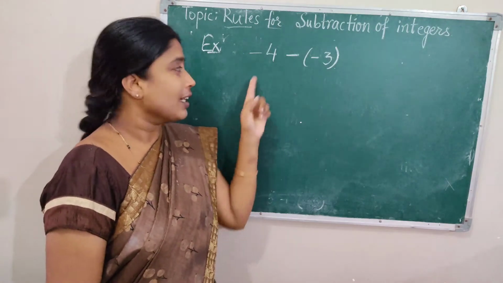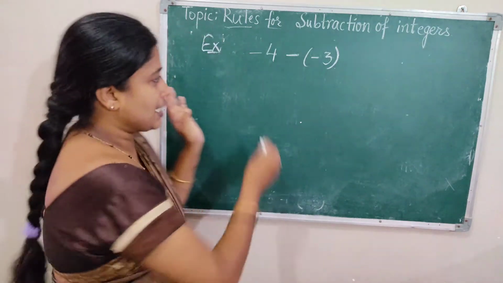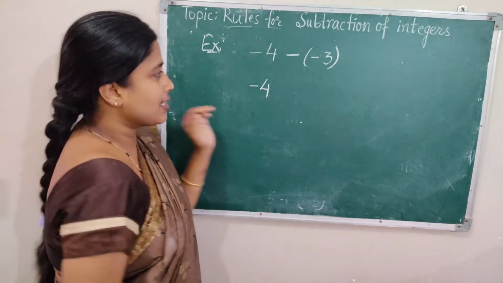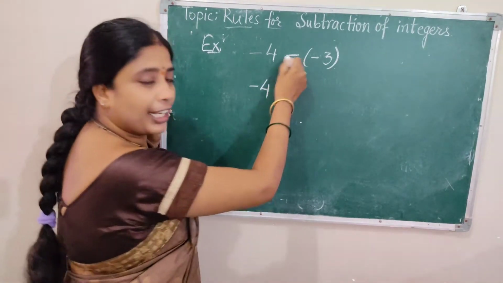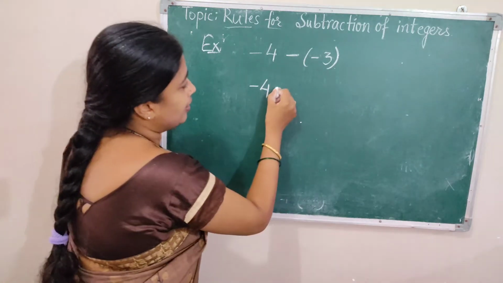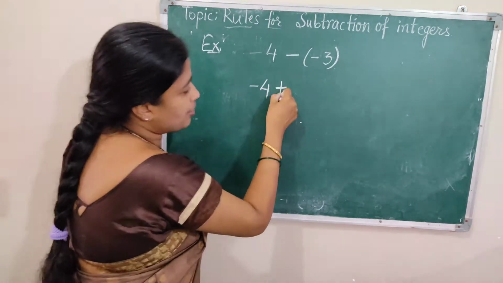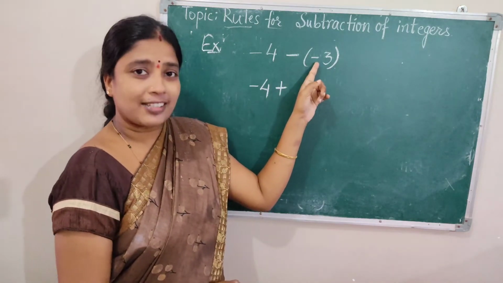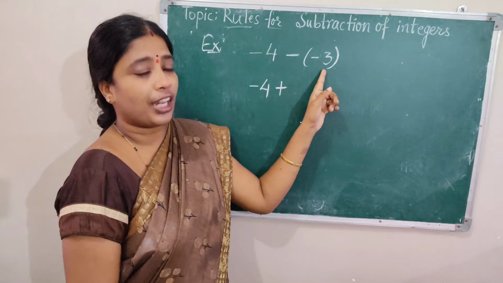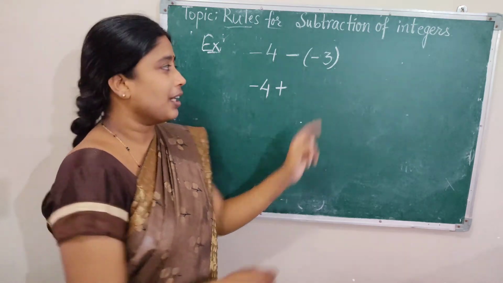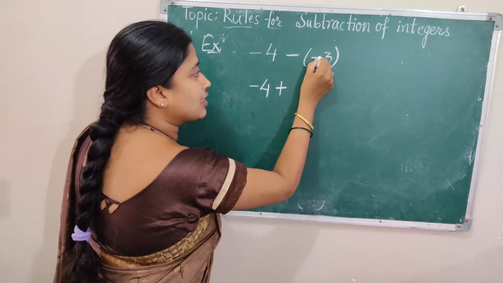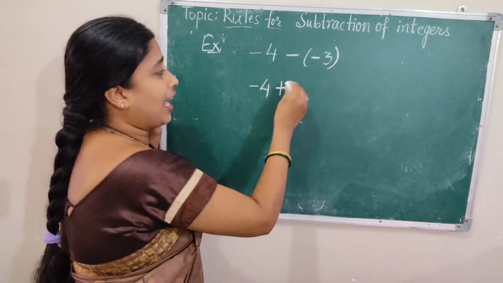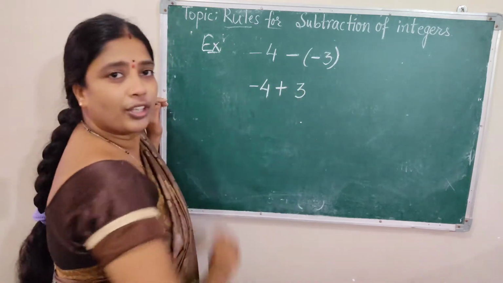According to rule 1, keep the first number as it is. So let us write minus 4 as it is. Then change the negative sign to positive sign. Means instead of negative sign, we will write here positive sign. After that, the last number, here the last number is negative 3. What we have to do with the last number? We have to change the sign of the last number. Means if this is a negative number, its sign will be changed to positive.